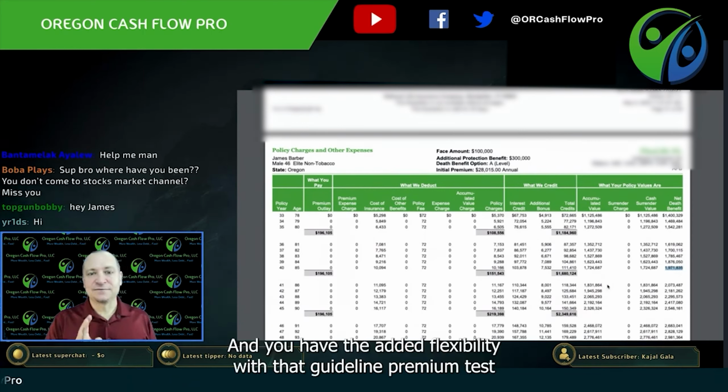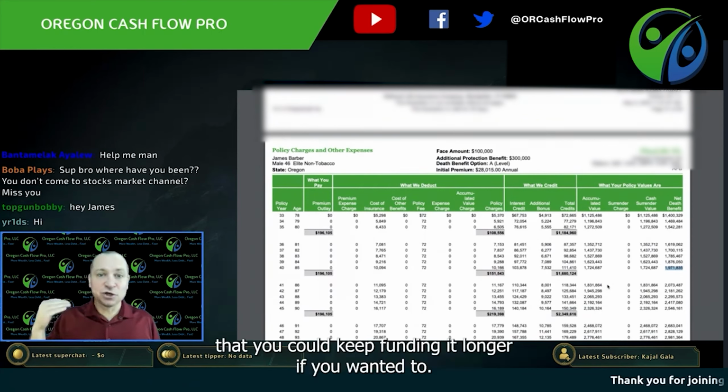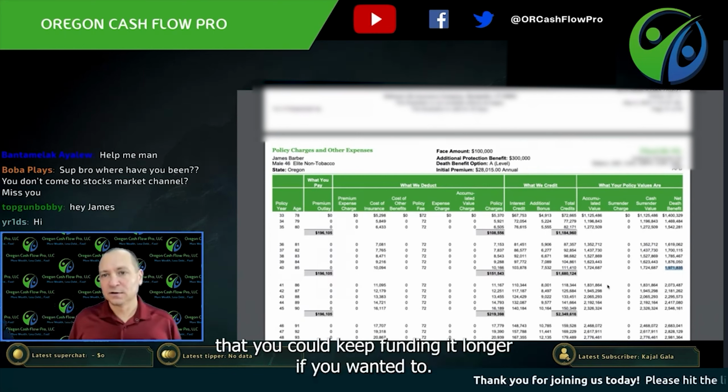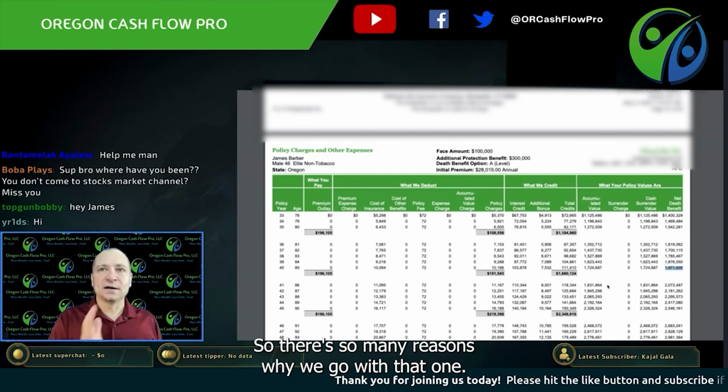And you have the added flexibility with that guideline premium test that you could keep funding it longer if you wanted to. So there's so many reasons why we go with that one.